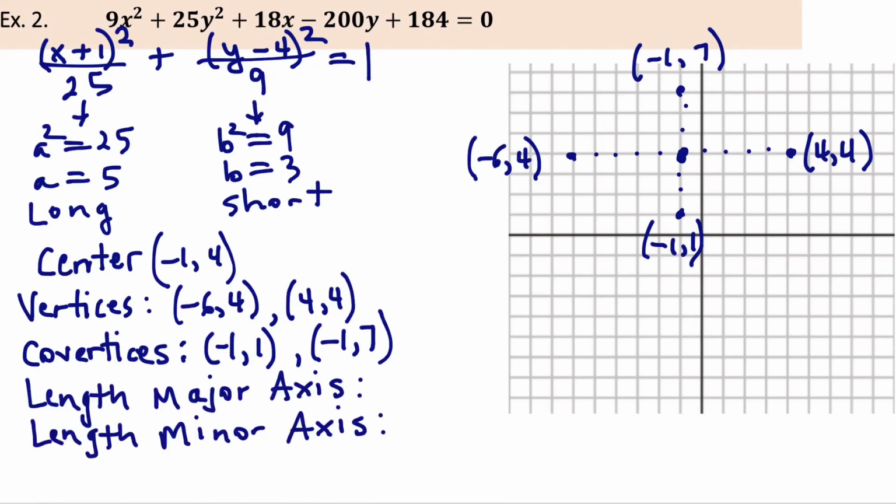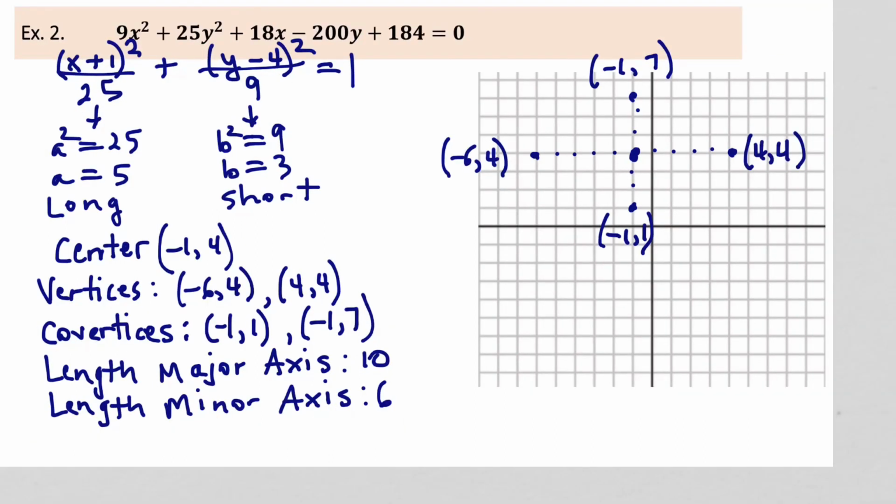Next, we're going to find the length of the major axis. So the length of the major axis is from here to here. So that's 5 and 5, so that makes 10. And the length of the minor axis is from here and from here, so that's 3 plus 3, that's 6. So I'm going to trace in my ellipse now. So it's long on the X.